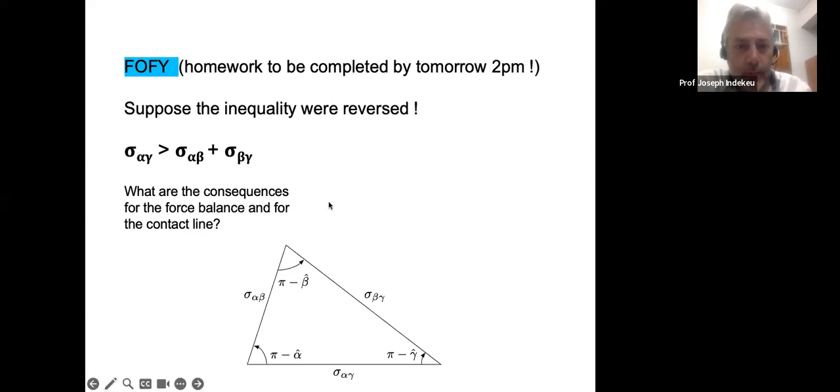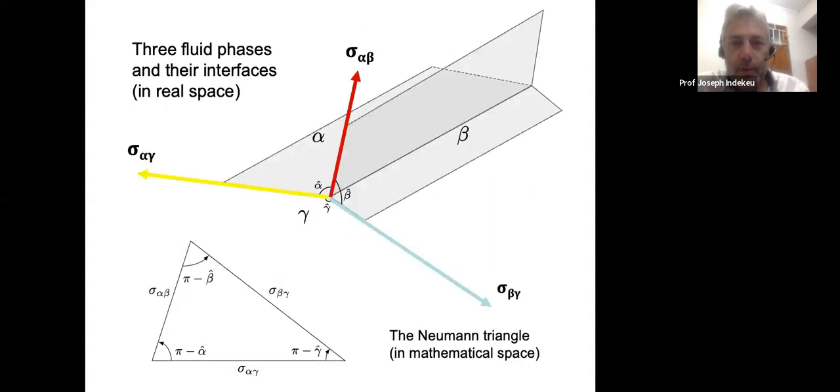So what are the consequences then for the force balance and for the contact line? So the force balance, as you remember, was here the sum of these three vectors adding up to the zero vector. But now suppose that one of those vectors is in length larger than the sum of the other two.